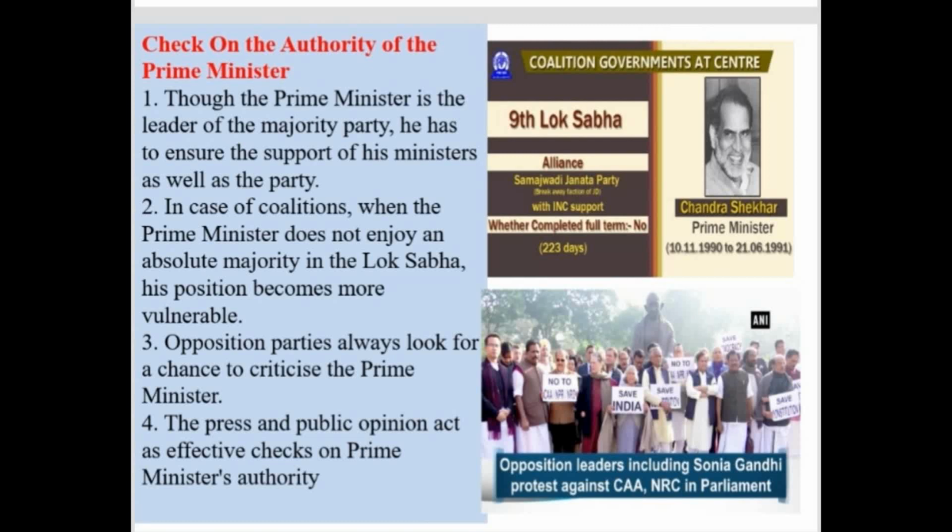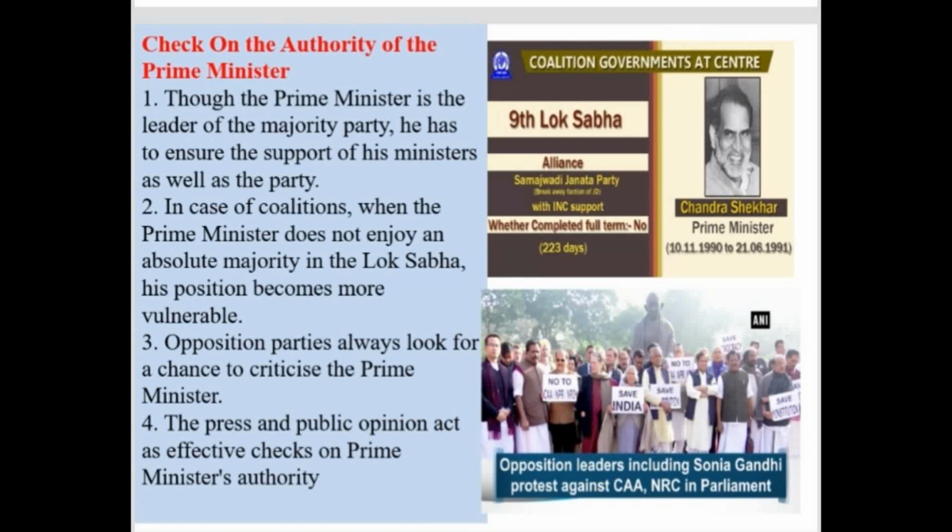There are even some checks on the authority of the prime minister. That means there are some limitations. There is some control over this office of prime minister. So let us see how there are checks on the authority of prime minister. Though the prime minister is the leader of the majority party, he has to ensure the support of his ministers as well as his party.